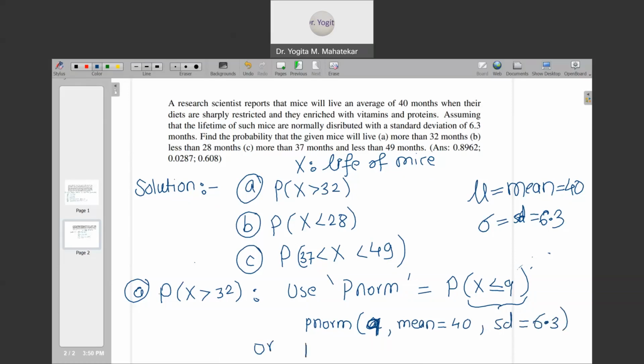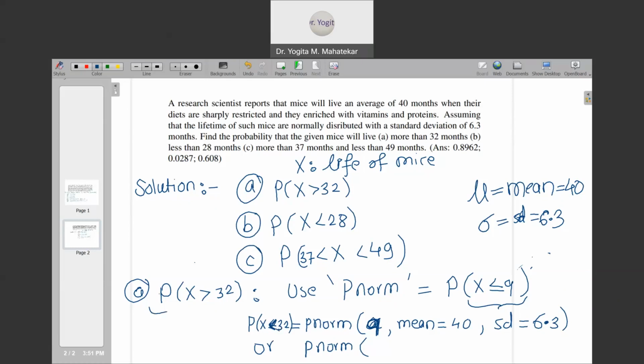So basically this pnorm of q, mean is equal to 40 and SD is equal to 6.3, is the probability that capital X is less than or equal to 32, or strictly less than 32. For a continuous random variable, a single point is not going to make any difference in the probabilities, because the probability at that single point 32 is almost 0. So this will give you the probability that X is less than 32.